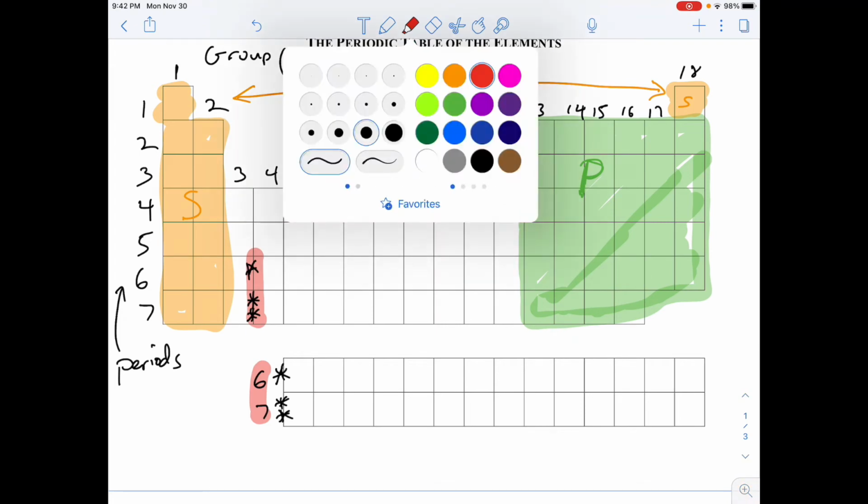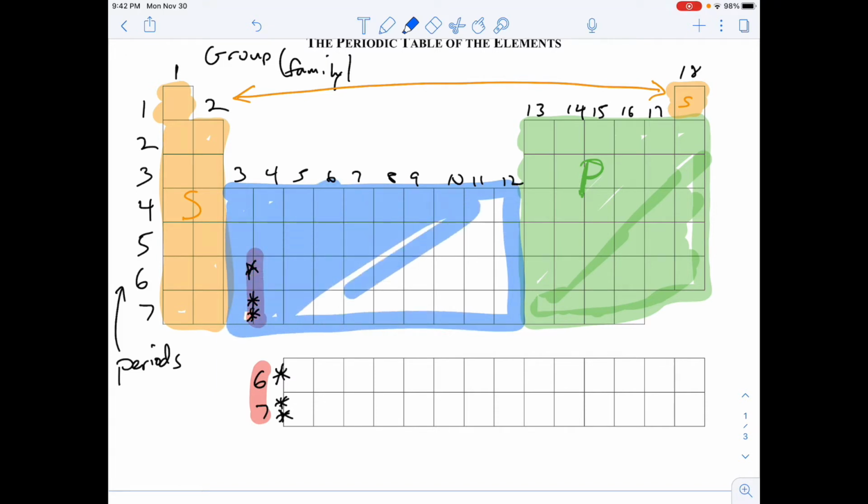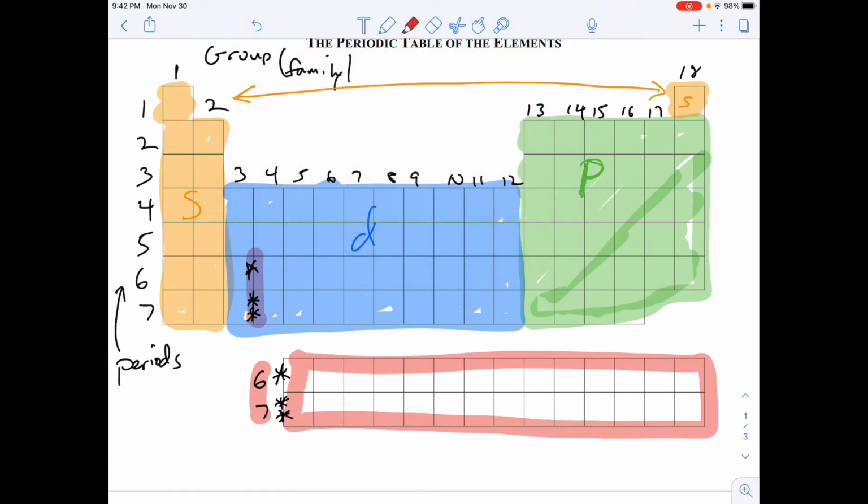That means that this, because it's got the 10 elements across it, that's your D block, right? That's where all the D electrons were living. And then, as we just discussed, down here, that's your 14 elements all the way across. That's your F block. That's where all your F electrons live.